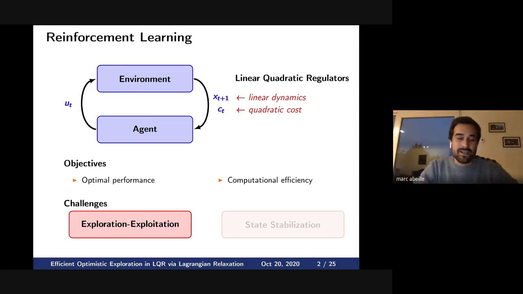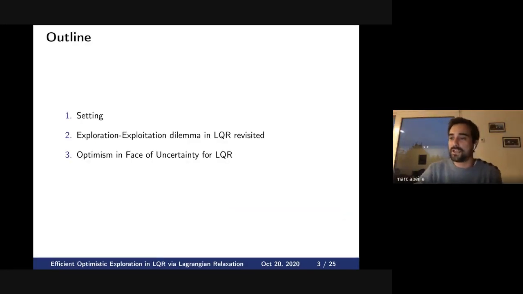Okay, so the outline of the talk is the following. First, I'll precise the setting, and I'll introduce the notations that we need to build on formal basis. Then I'll take quite some time to review the exploitation dilemma in LQR. First, because I think it provides a lot of insights about the challenges at stake, and also to highlight the gap in the literature that drives this work, mainly the need to design efficient, confidence-based strategies. Then I'll present the solution we came up with that builds on optimism and Lagrangian relaxation.